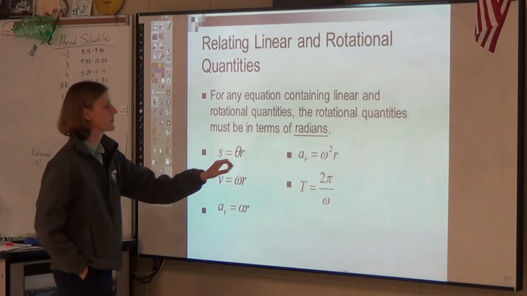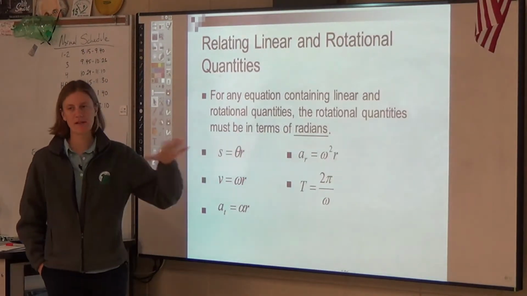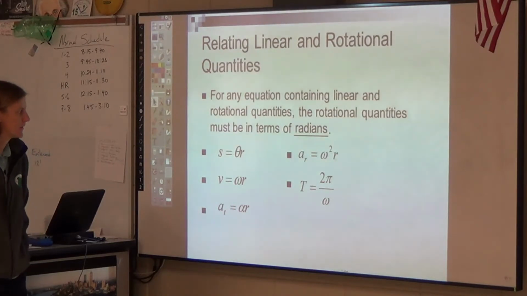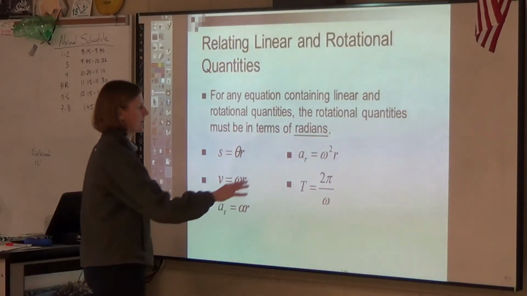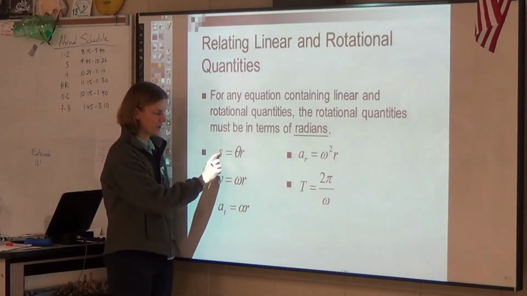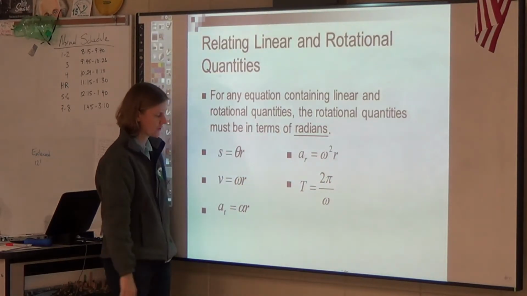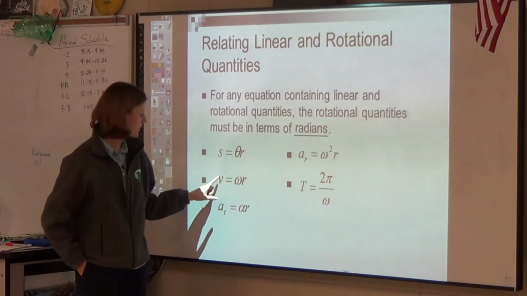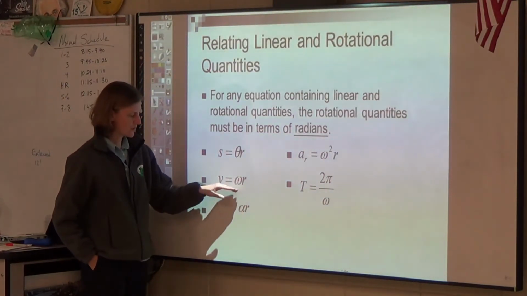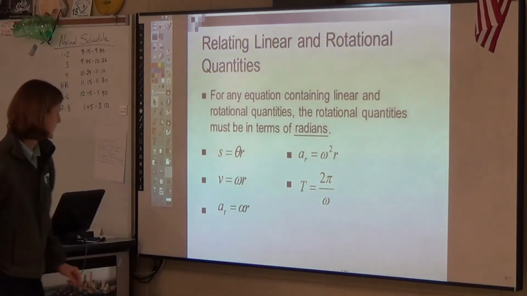Oh, and this is important too. For the ones that relate linear to rotational, those do have to be in radians. Because radians is sort of like a blank unit almost. Like arc length, that could be in meters. Well, radius would be in meters too. That would match. Velocity is meters per second. This is radians per second, and then R would give you the meters. Still be meters per second.